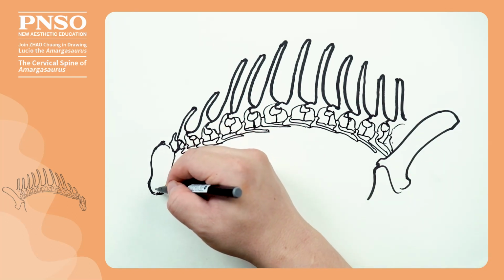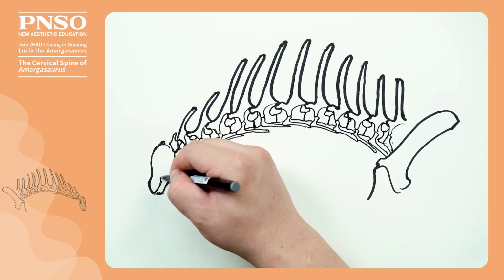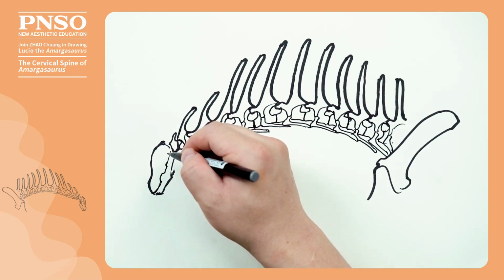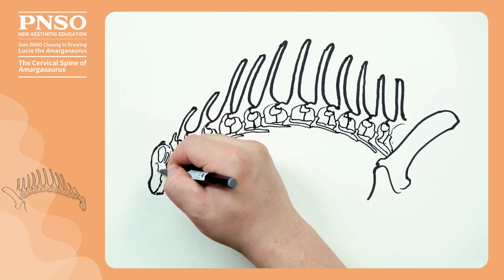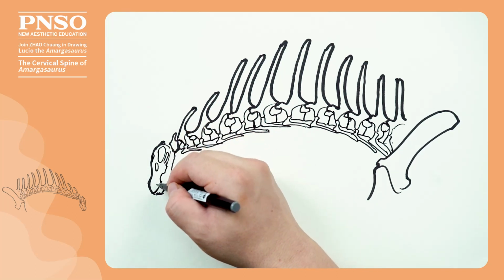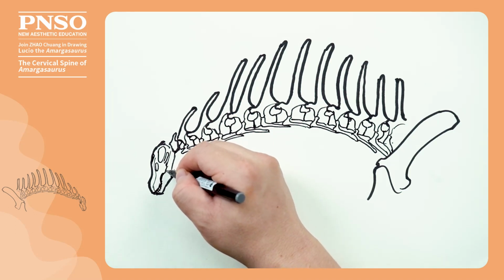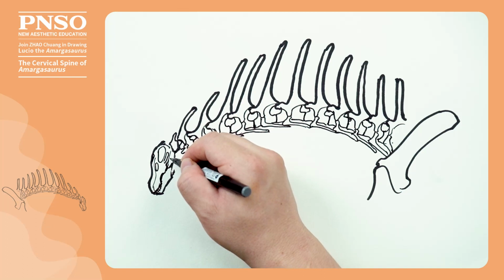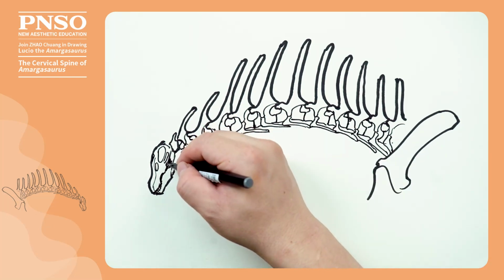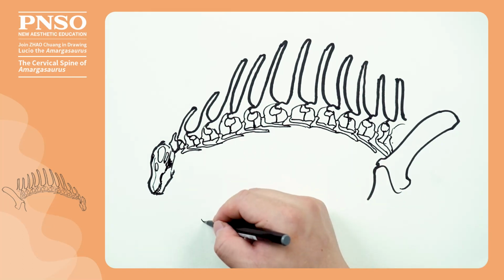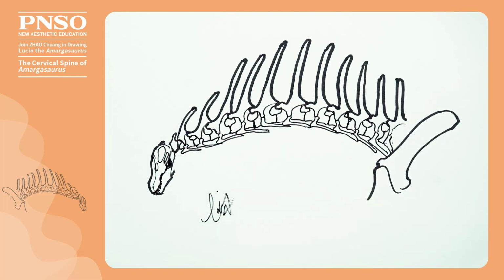Finally, let's go back to draw the skull. Complete the mouth. Draw the eyes, the temporal fenestra behind the eyes, the small antorbital fenestra in front of the eyes, and its teeth. Good, like this, we've finished drawing the cervical spine of Amargasaurus.